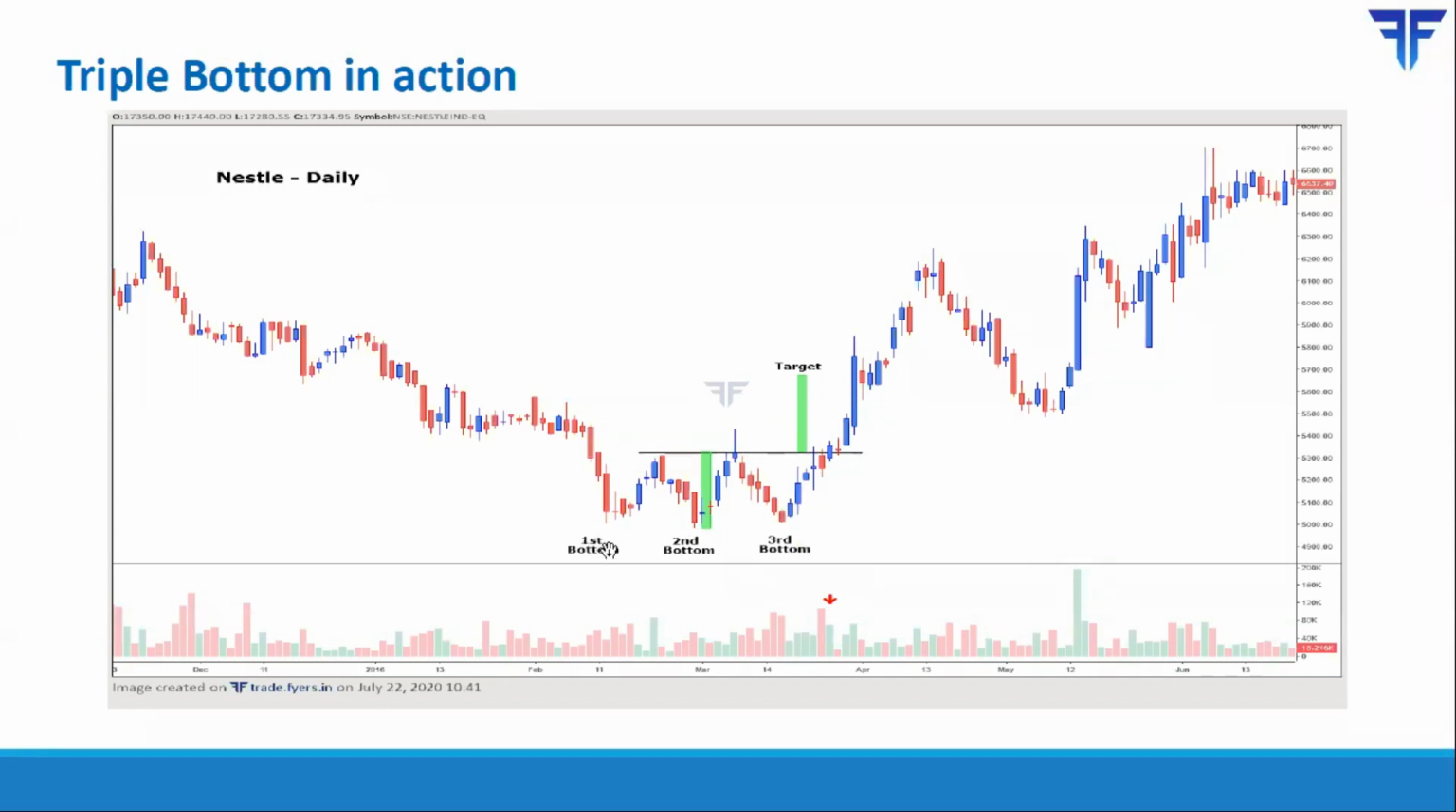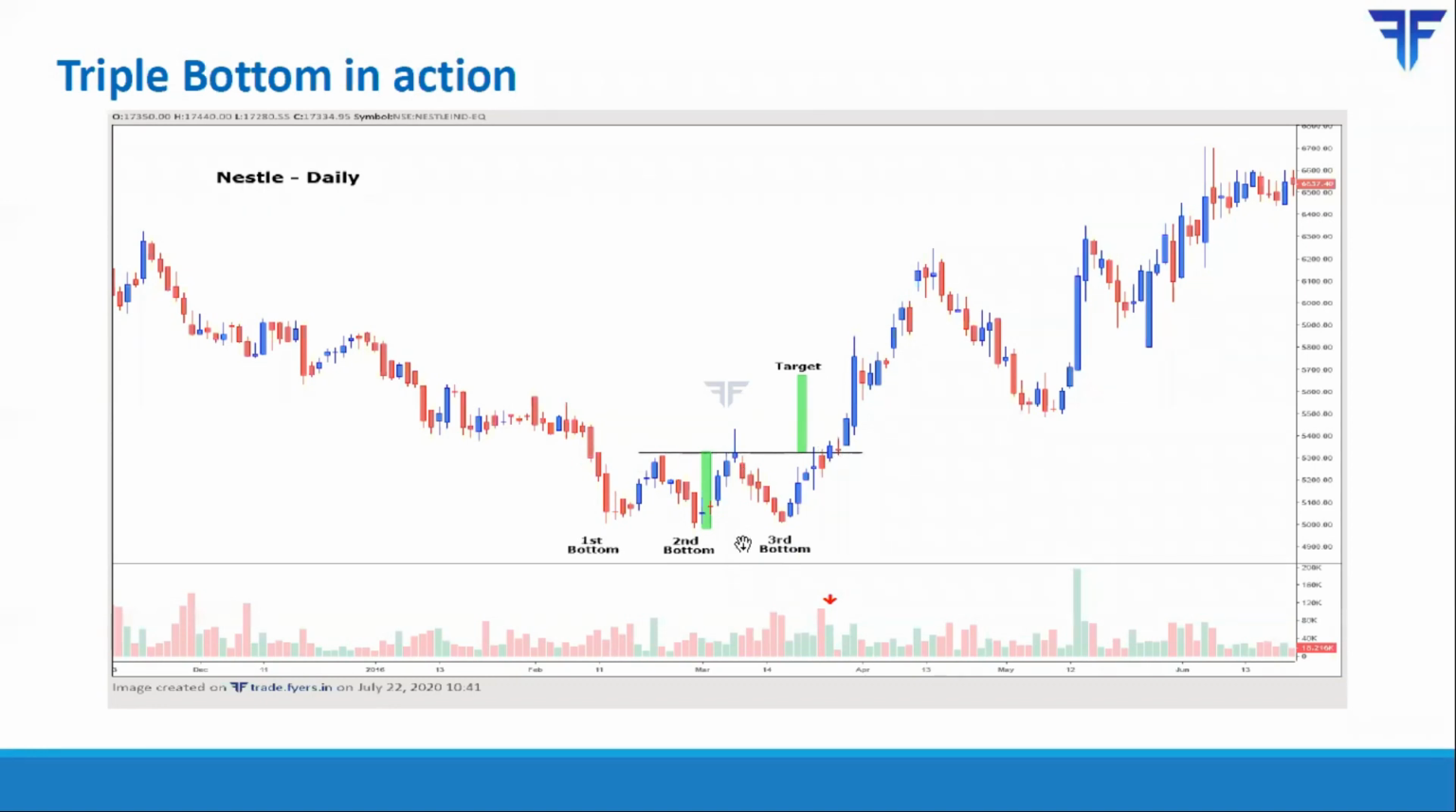So as you can see, you have three bottoms that are essentially occurring at the same level, and also two intervening highs that are occurring at roughly the same level. Once price breaks above the neckline on the third attempt, if it's accompanied by expansion in volume, it tells you that this triple bottom pattern is complete, and that you should be buying.